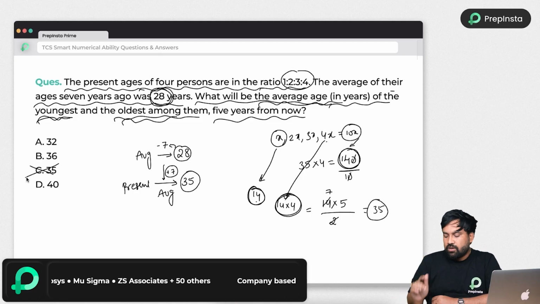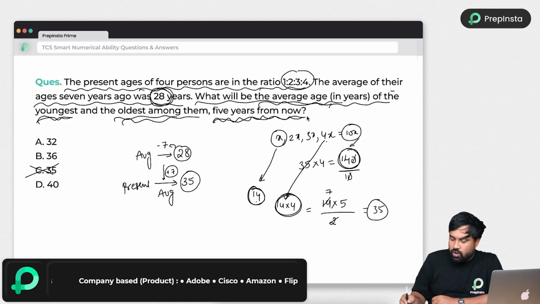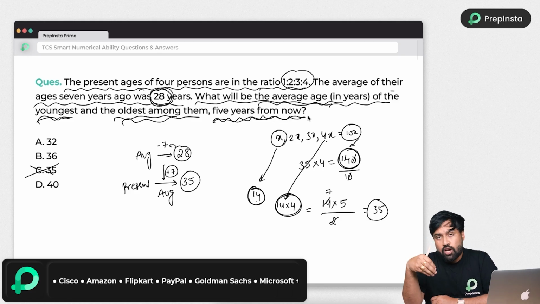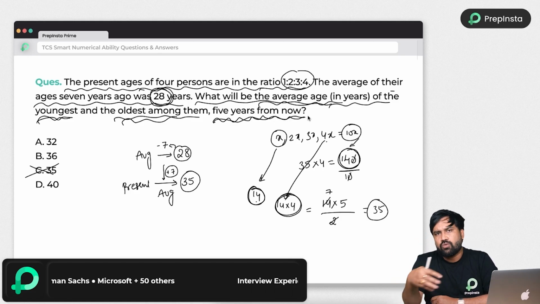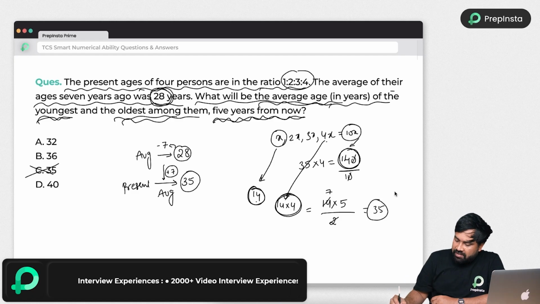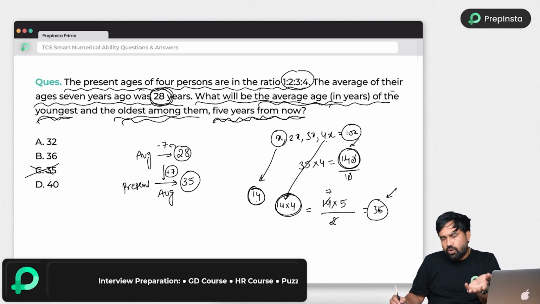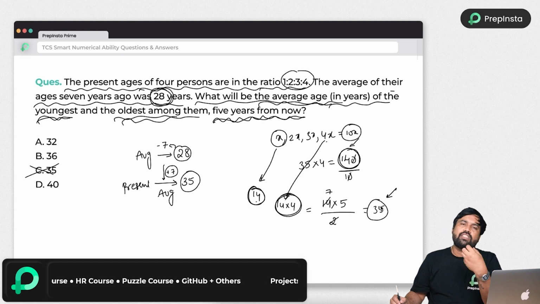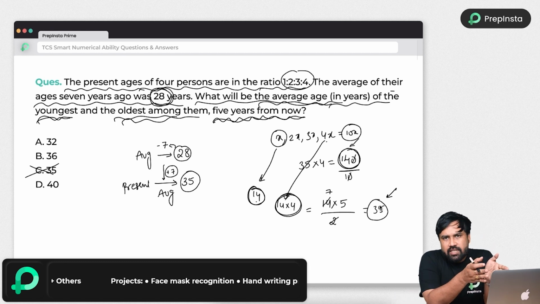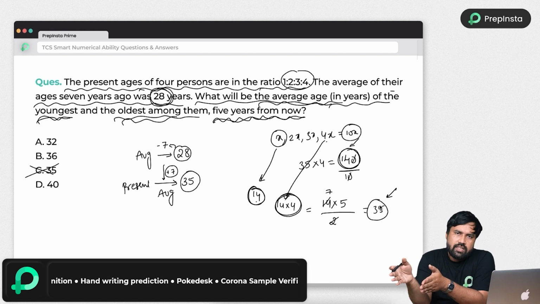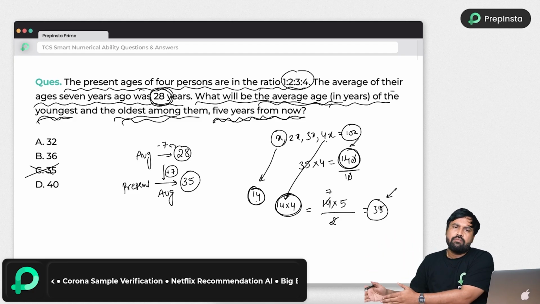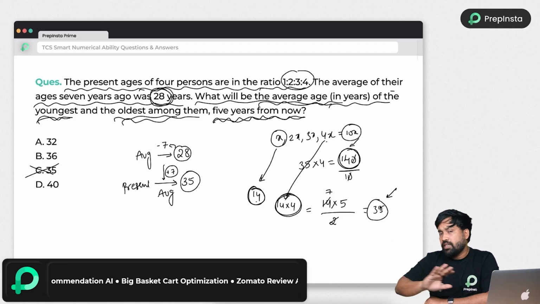Why? Because they have given one more keyword, that is, from 5 years now. So after 5 years, what is the average? The present average of those 2 candidates is 35. After 5 years, their average is increased by just 5 only. Why? Because one person increased by 5 years and the second person also increased by 5 years. So the average also becomes 5 years plus. That's it. It won't increase by 10 years.